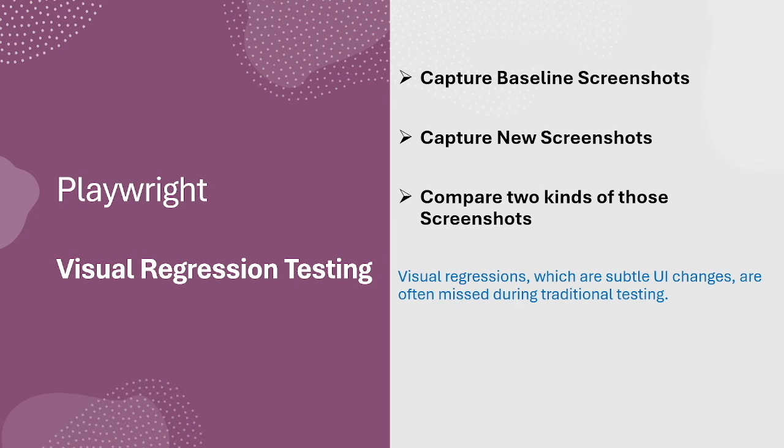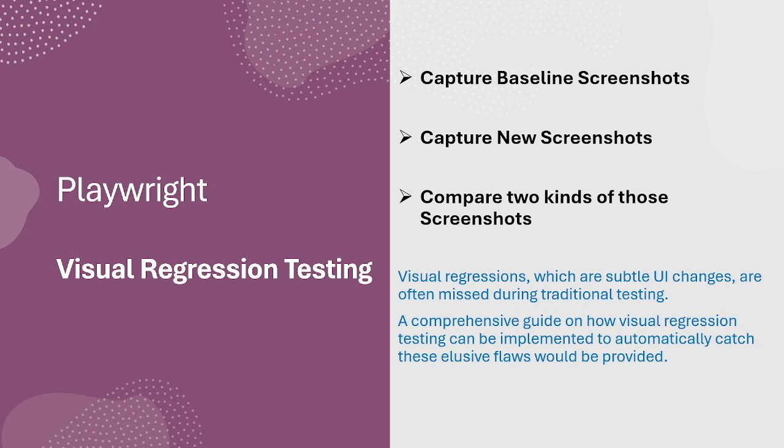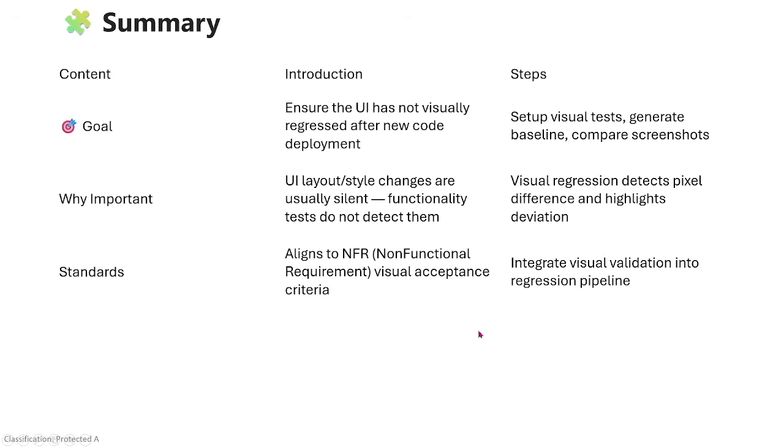Visual regressions, which are subtle UI changes, are often missed during traditional testing. A comprehensive guide on how visual regression tests can be implemented to automatically capture those visual flaws. Ensure the UI has not visually regressed after new code deployment. Set up a visual test. Generate a baseline. Compare screenshot.